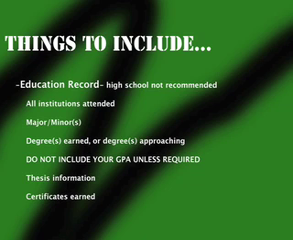And now we will talk about including your education record. When you are writing about your education record, it is probably a good idea to not include high school information because it was a long time ago. However, you may want to include that you did receive your high school diploma. The information that you do want to include in your education record is all institutions or schools that you have attended, your major and or minor, degrees that you have earned or are approaching, thesis information if it applies to you, and certificates earned. You do not want to include your GPA unless it is required or it is high.